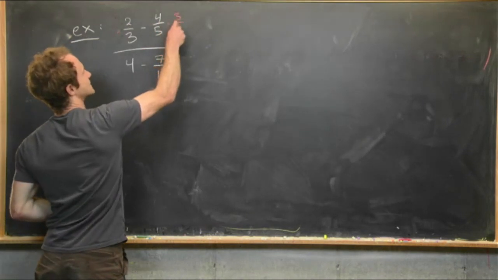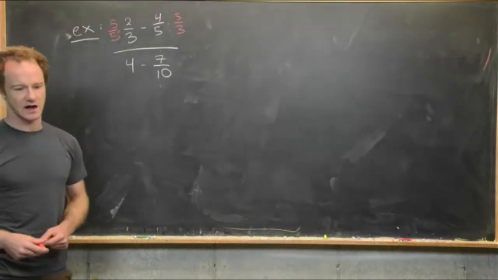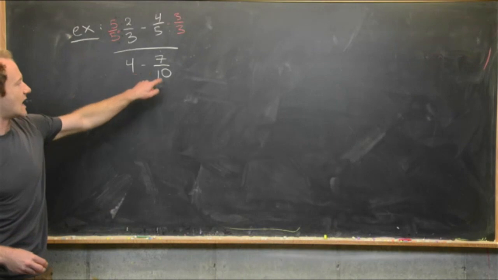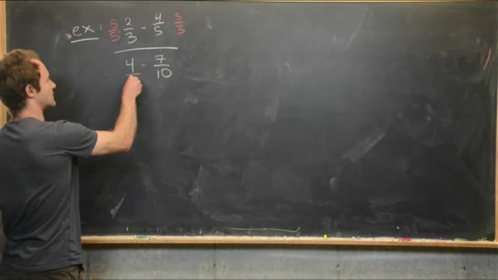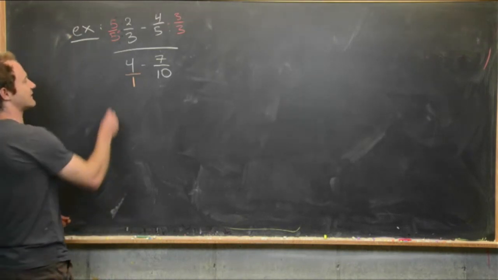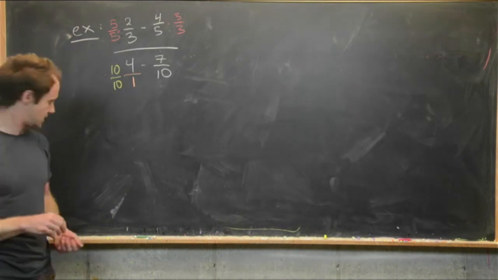So we can multiply this one by 3 over 3, this one by 5 over 5, to give ourselves a common denominator. Then down here, we need a common denominator of 10, keeping in mind that 4 is the same thing as 4 over 1. So we can give ourselves a common denominator here by multiplying this one by 10 over 10.